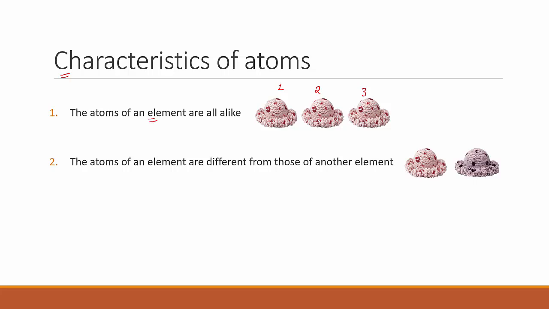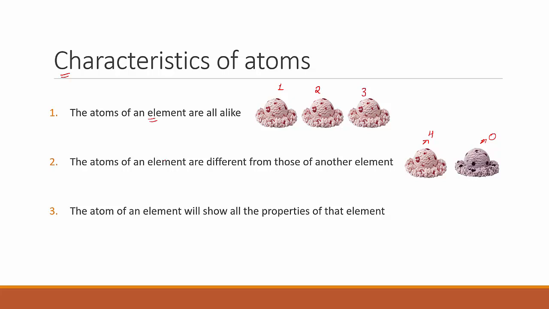So one scoop of strawberry ice cream will be very different from one scoop of blackcurrant ice cream. Do you agree with me? This color itself is different, so is this color. Strawberry tastes totally different from blackcurrant. In the same way, if you pick up an atom from hydrogen element and an atom from oxygen, they will be different from each other. So that is what this is trying to say, that the atom of an element is different from the atom of another element.